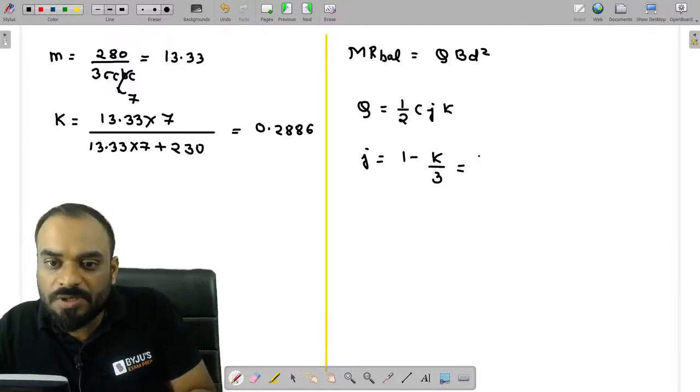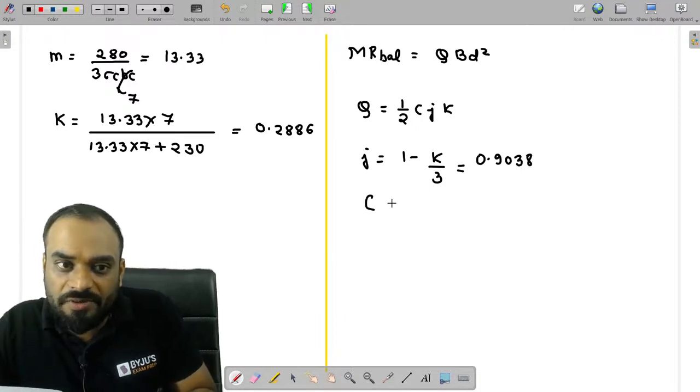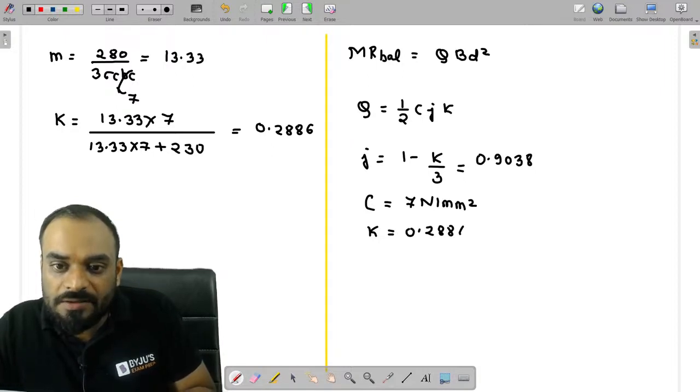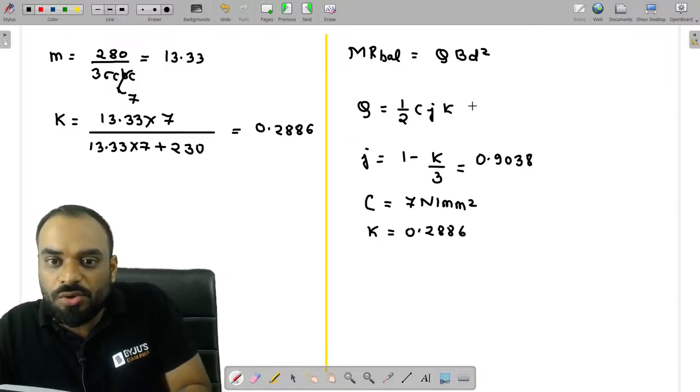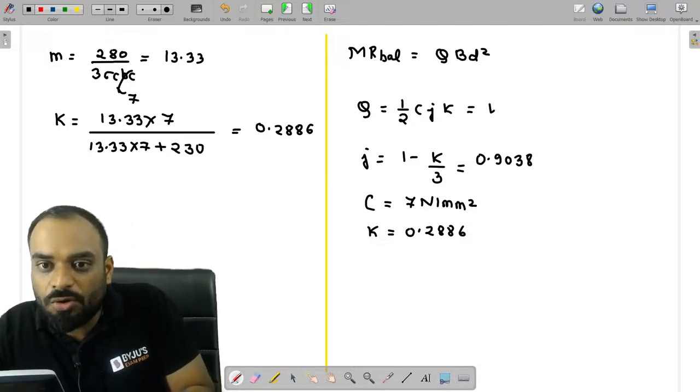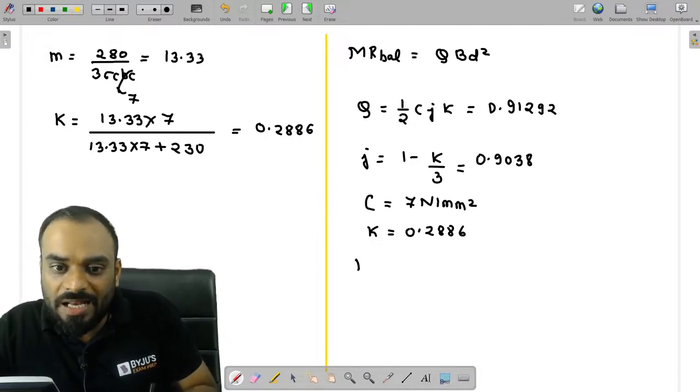How much are you getting? It is coming around 0.9038. Okay. What is the value of C? Which is basically 7 Newton per mm square. What is the value of K? It is 0.2886. Now kindly calculate the value of Q, guys. How much is it? This is coming around 0.91292.